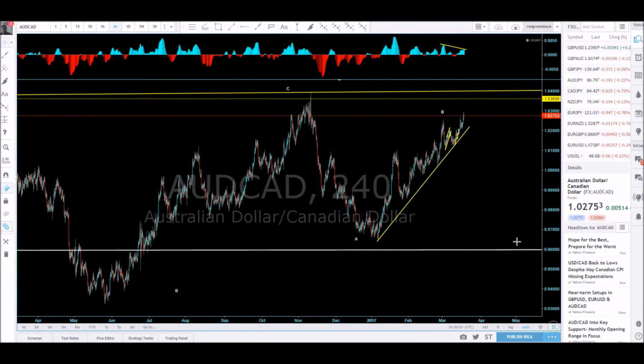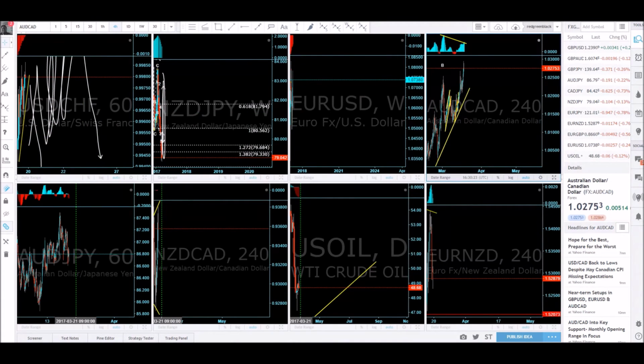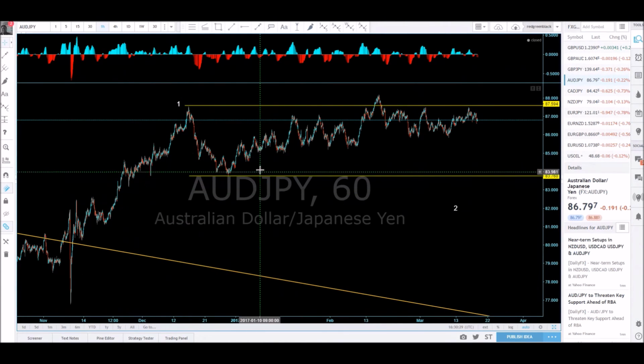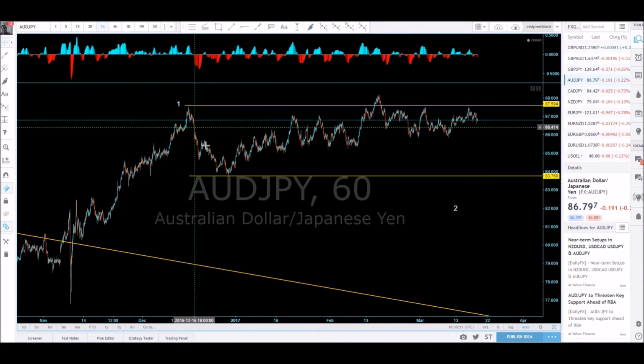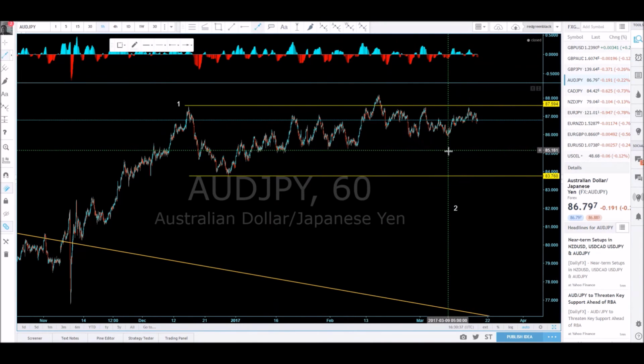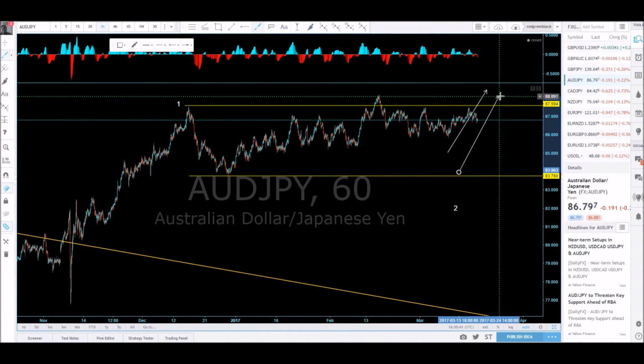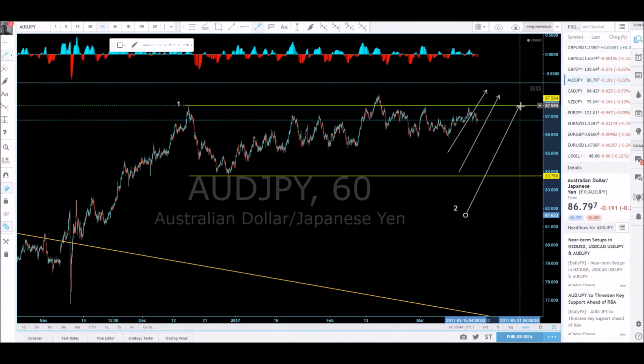All right, let's go to AUD/CAD, Japan. This is making a flat, what it looks like too. So you have 1, 2, possibly 3 coming down here. Now flats can go here, they can go here, they can go here. You just gotta wait and trade what you see pretty much.